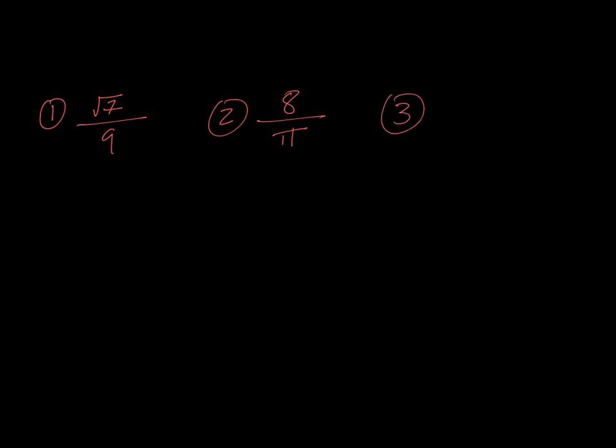Now the only thing you need to do is determine if the following numbers are rational or irrational. The first one will be the square root of 7 over 9. The second one will be 8 over pi. The third one will be 3.8, repeating 8. The fourth one will be the square root of 64. Determine whether they're rational or irrational and also explain your reason behind it.